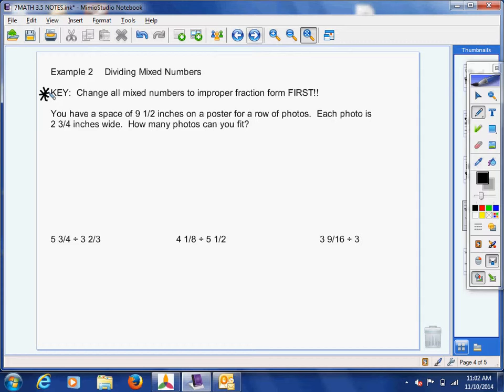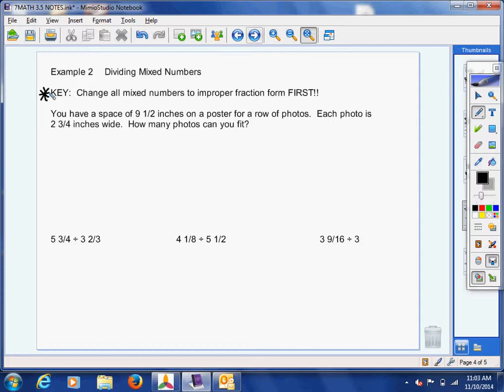All right, so let's take a look at our situation. You have a space of 9.5 inches on a poster for a row of photos. Each photo is 2 3/4 inches wide. How many photos can you fit? This is a division problem, and I want somebody to tell me why. Watson, do you know why? Why it's division?